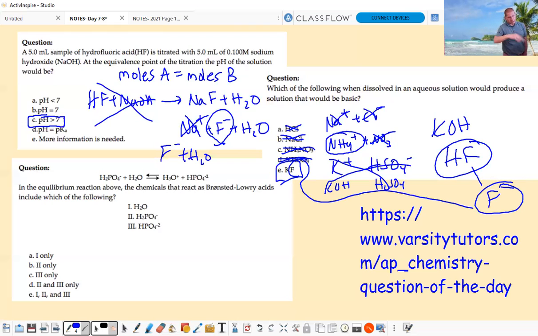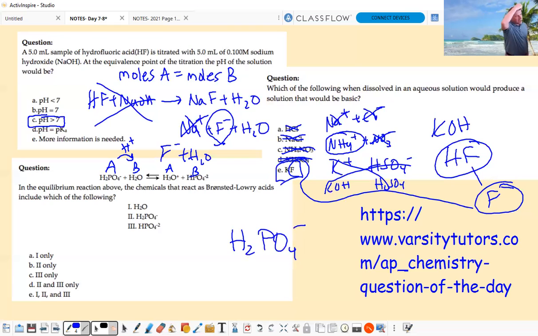So we have acid-base pairs, essentially what we're doing here. Water acts as a base and accepts the hydrogen and becomes that acid, H3O plus. That means this one acts as an acid because it gives up the H plus and it becomes the conjugate base.